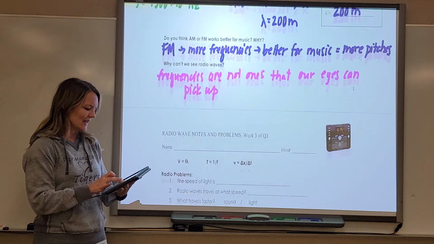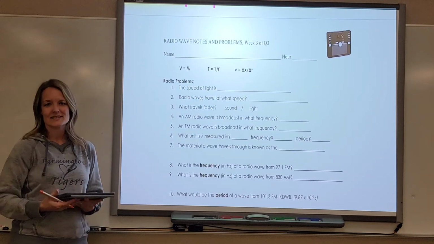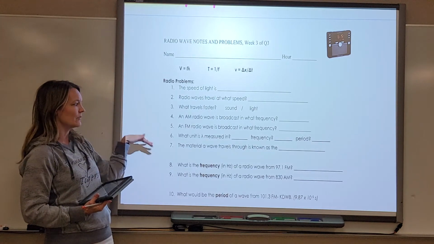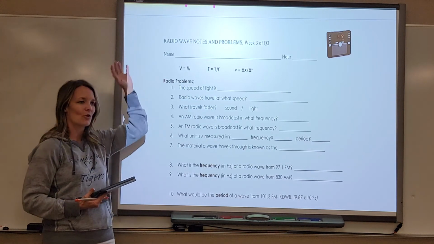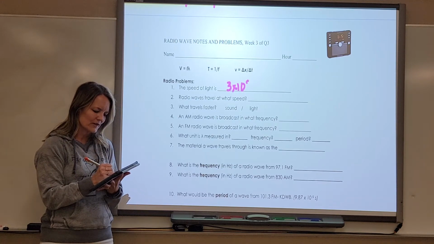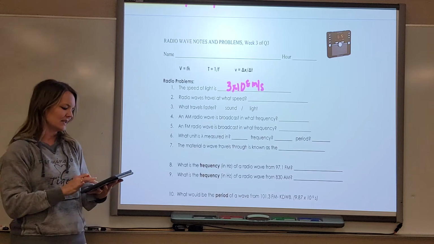Okay, moving ahead, we are going to do a chunk of these together. So looking at the radio problems, the first 5, you should know these off the top of the notes up there. The speed of light, if you forget it, is on your equation sheet. It is 3 times 10 to the 8th.